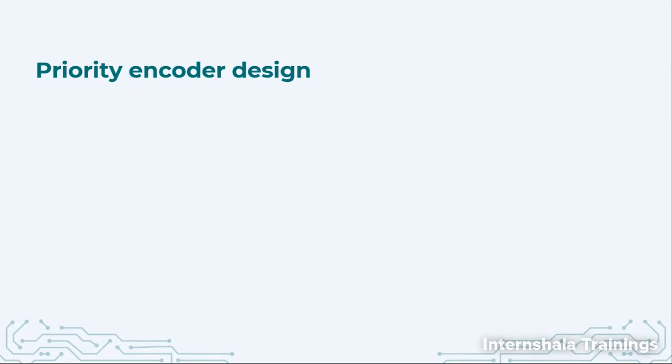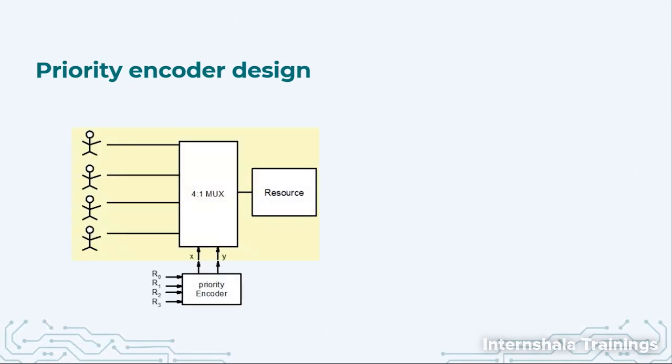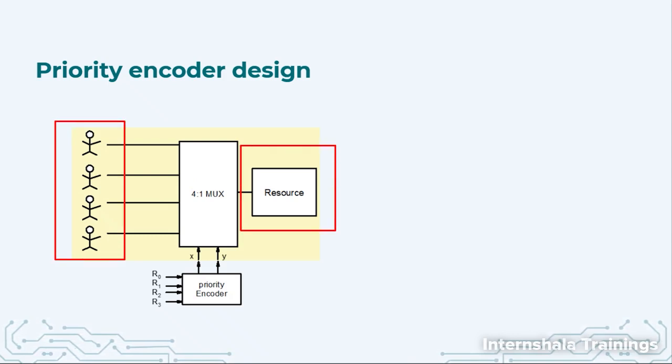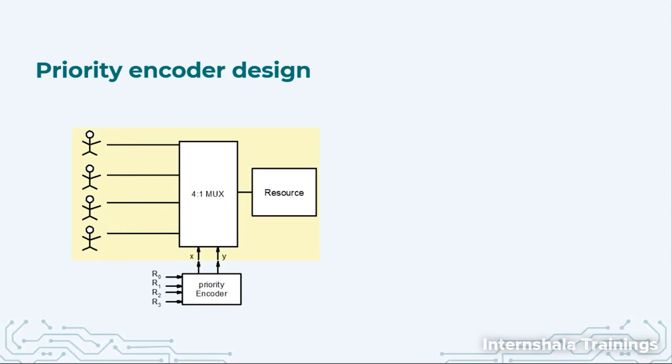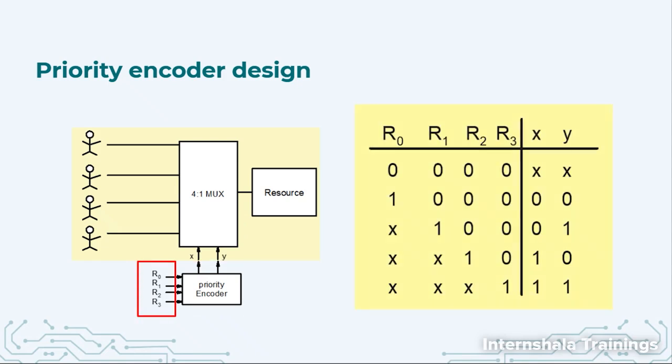So now let us talk about the design. Here we are taking the printer example. We have 4 different people and there is only one resource. We call it the printer. Any of the 4 of them can try to print, but we have to decide whose print command will be accepted first based on their priority. So on the lower side of this circuit, we attach our priority encoder where there are 4 inputs R0, R1, R2, R3. And we say that R3 has the highest priority.